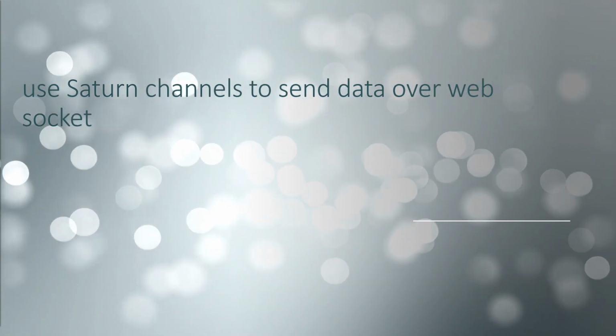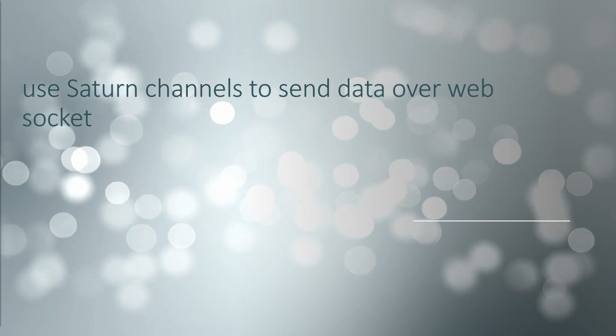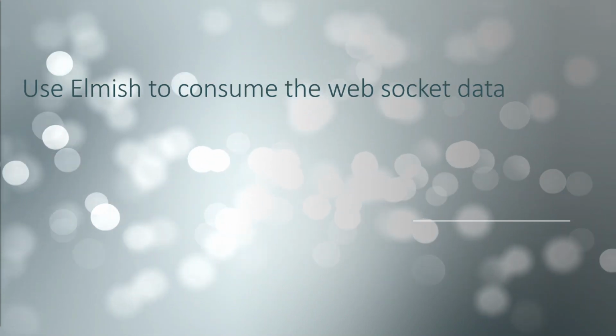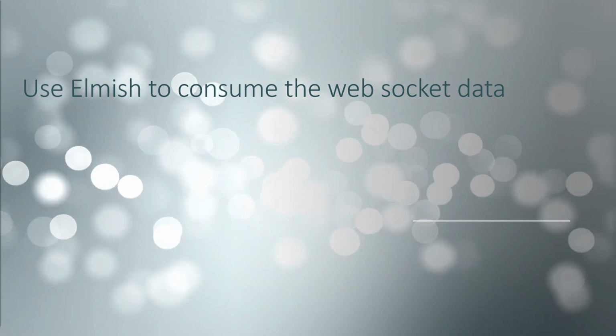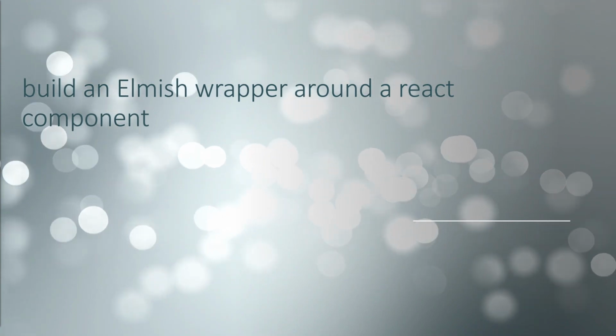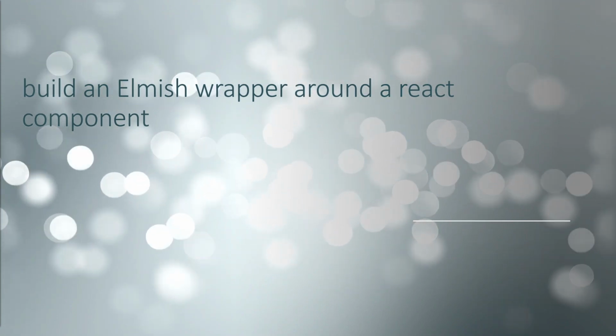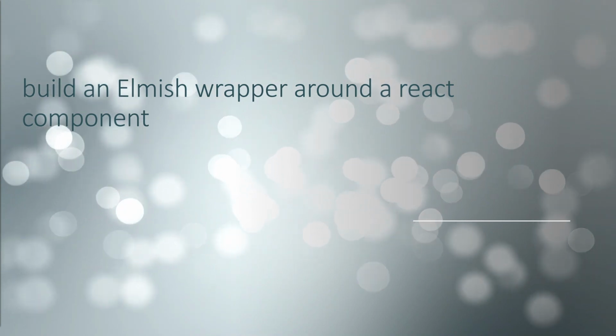Use Saturn channels to build a WebSocket connection which sends the data to the web clients. Use Elmish to consume the WebSocket messages and display the temperature and humidity. And finally, build an Elmish wrapper around a React component to display the data in a fancy way.